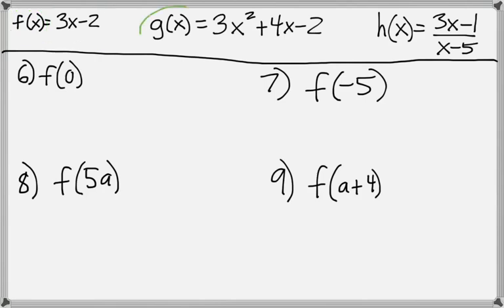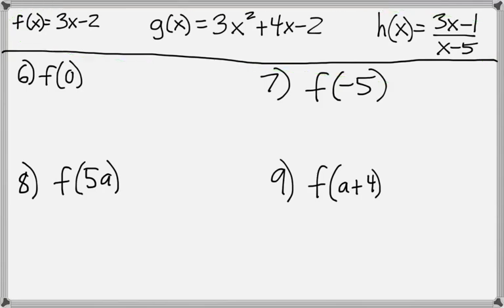This is our g function, or our g of x function, and this is our h of x function. And these could be different every single time. So it's not like f of x will always be 3x minus 2. For these problems it is, but they could define f of x to be 7x plus 18 or whatever. So they could be different every time. But for these exercises, this is how they're defining all of these functions.